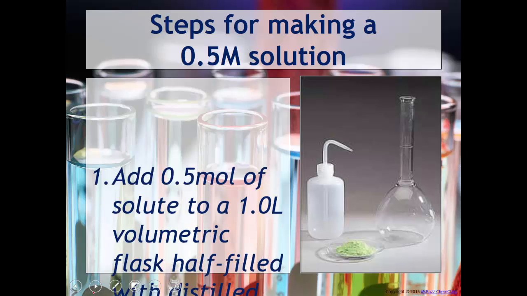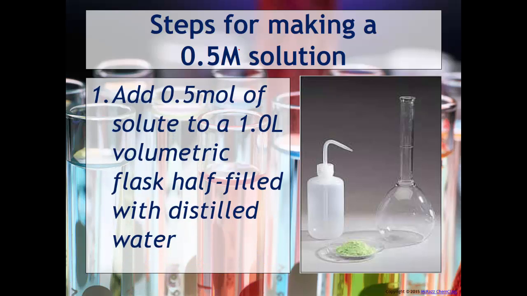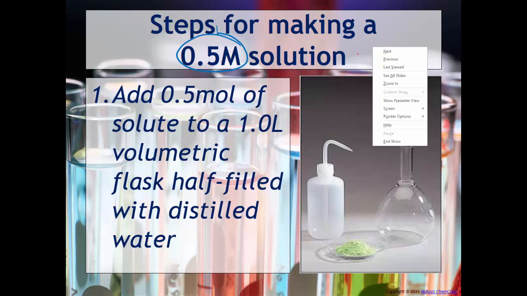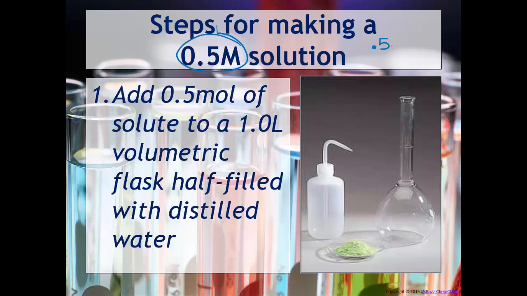So how do we do that? Well, if I want to make a 0.5 molar solution, go back to the definition, that means I have 0.5 moles of something in 1 liter of liquid. So what you do is you add the 0.5 moles of whatever your solute is, whatever your powder, whatever you're mixing, this stuff right here. And you're going to add only half of the amount of water that you need. So if this guy right here is 1 liter of water, you're only going to add to about here, to half.